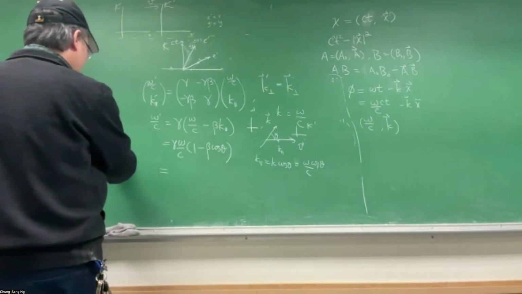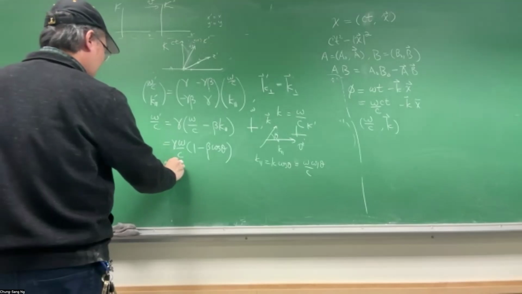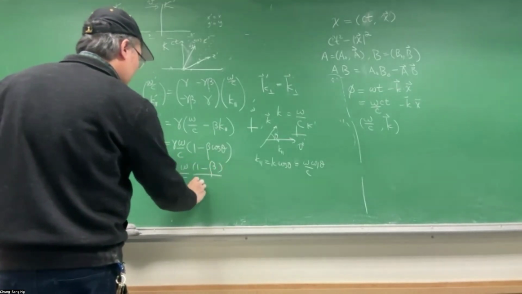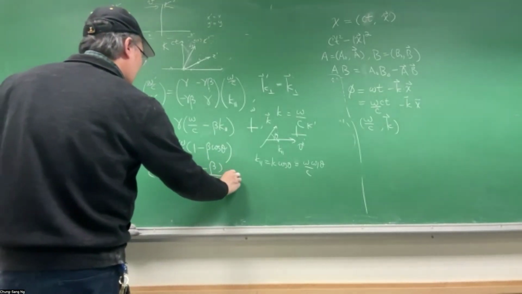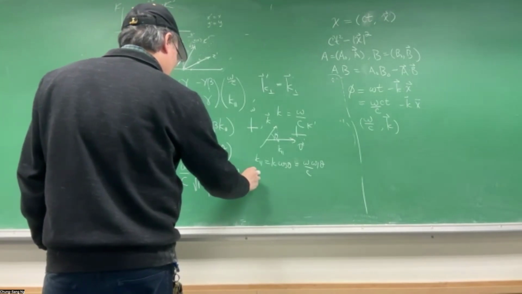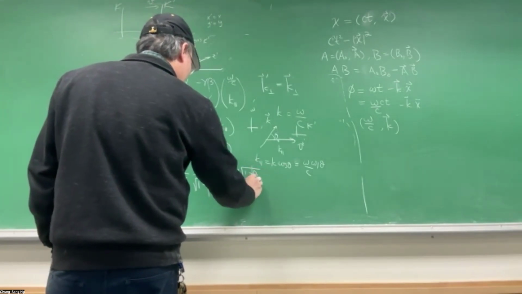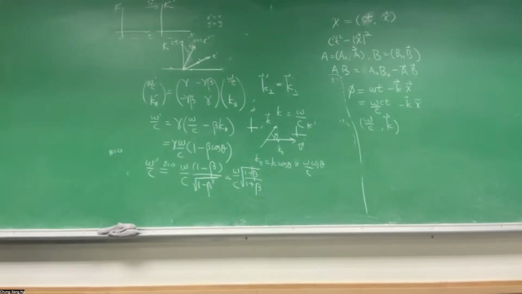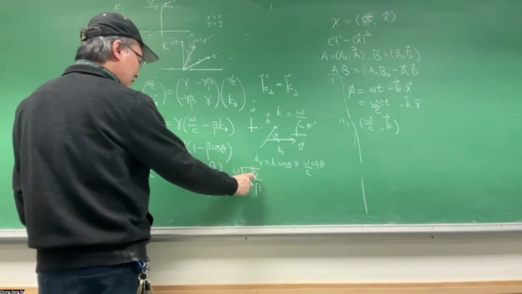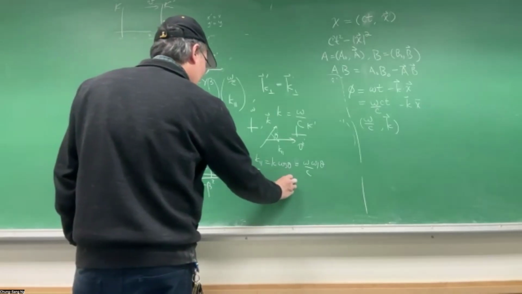So theta is 0. Let's see, I should write theta is 0. This is omega over C, 1 minus beta, over square root of 1 minus beta square, which is omega over C times the square root of 1 minus beta over 1 plus beta. Okay, 1 plus beta is greater than 1, 1 minus beta is less than 1, so the whole thing is less than 1. So less than omega over C.